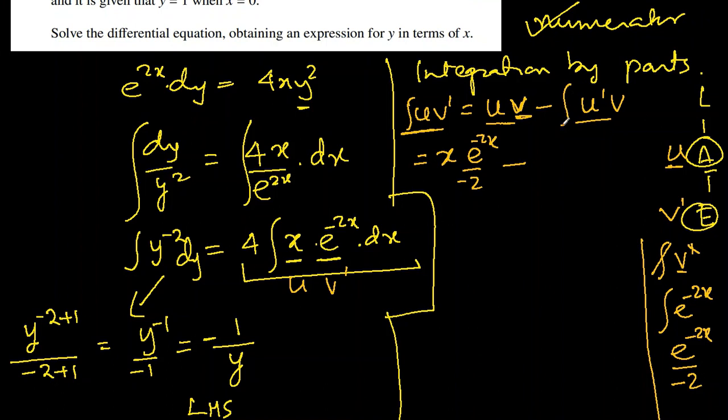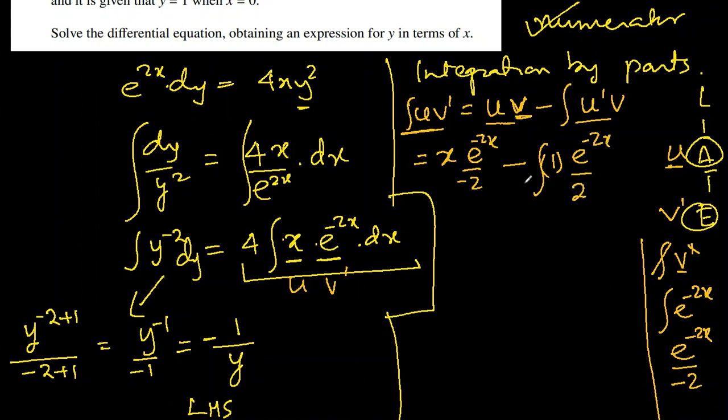Minus. Now we have integration and we want u prime. u prime means the differentiation of x in this case. What is differentiation of x? 1. So there is no need to write 1, but just for the sake of understanding, let's write 1 here. And we just found out v, which was e to the power minus 2x over minus 2.